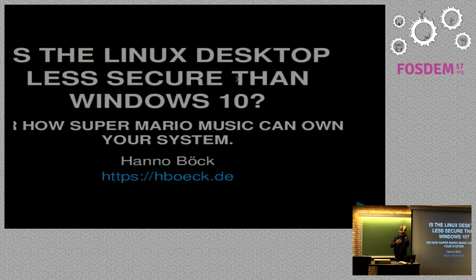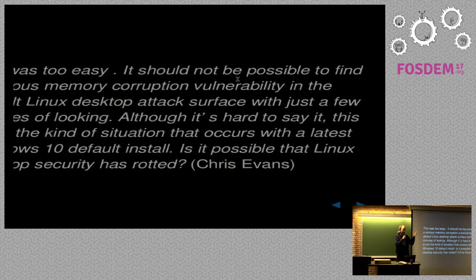The idea for this talk I got from this quote from Chris Evans, who found a couple of security issues with common Linux desktop systems, where he said, yeah, this was too easy. It should not be possible to find a serious memory corruption vulnerability in the default Linux desktop. And he said that this is not the kind of situation that occurs with the latest Windows 10 default install. Is it possible that Linux desktop security has rotten?